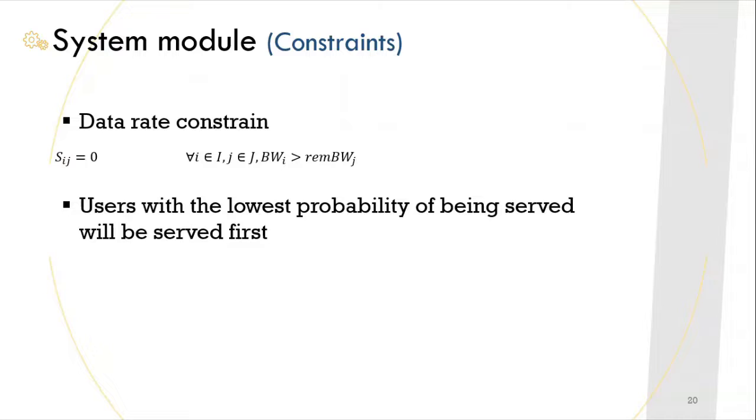Lastly, we shed light on the data rate constraint, which states that each FPS can only provide service to a user if its remaining data rate is greater than the data rate required by the user. If this constraint is not satisfied, Sij is set to 0. I must mention that the user with the lowest probability of being served will be served first. Subsets are created based on the variable Sij. If Sij is equal to 1, user i will be in the set j.